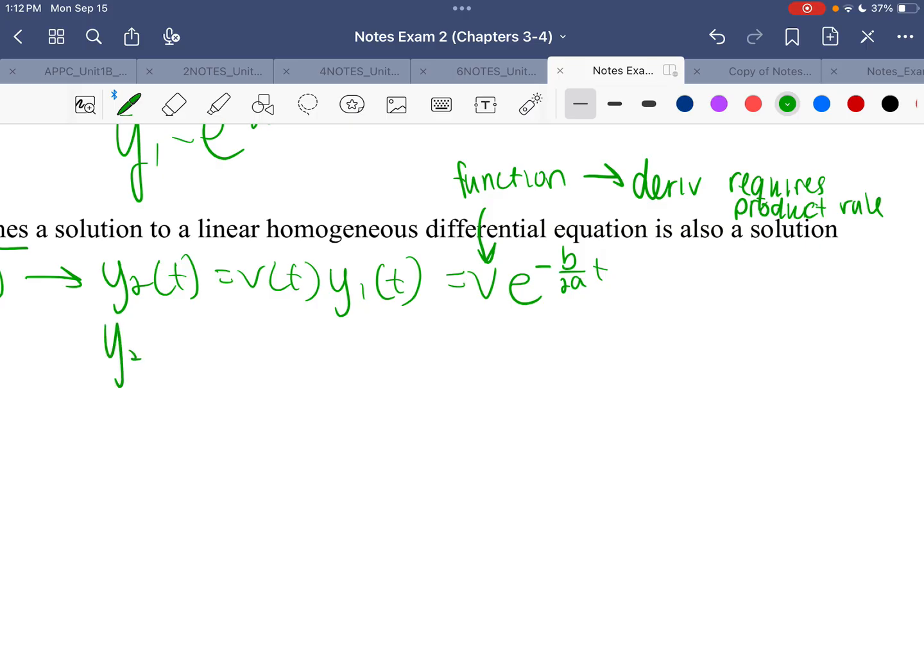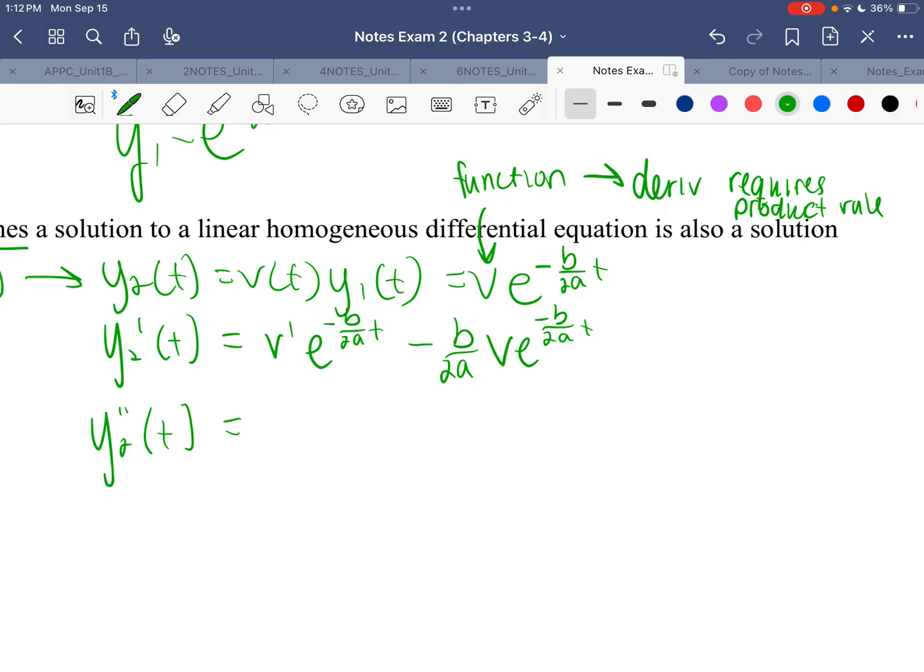Okay, so y2 prime of t is going to be v prime e to the negative b over 2a t minus b over 2a v e to the negative b over 2a t. This reduction of order is where a lot of simple mistakes are going to happen with our derivatives. And I'm going to teach you a trick at the end to make sure that you are doing your derivatives well.